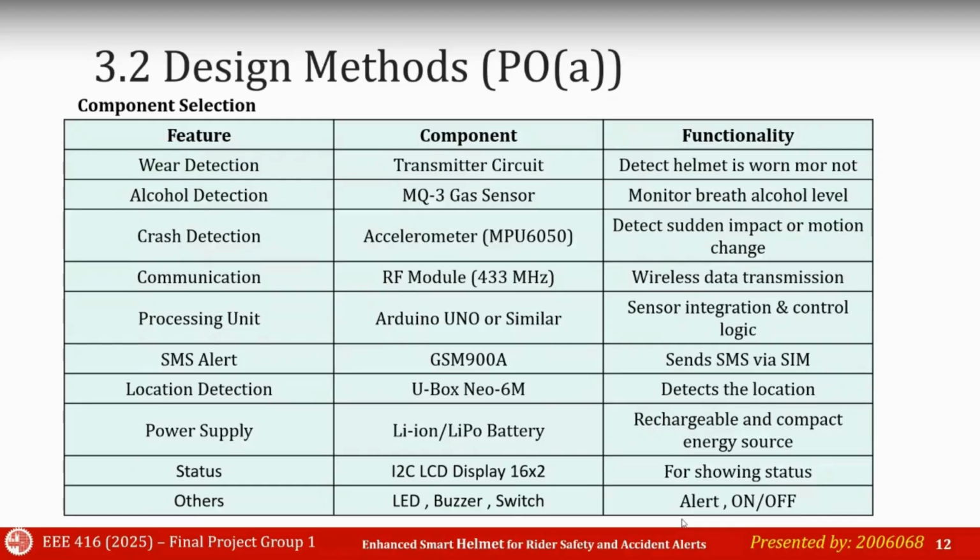In our transmitter circuit, we have different current requirements because our microcontroller and sensors have low power requirements, but the SIM900A GSM module has a higher current requirement. So we need to use two different batteries to meet those current requirements. And for showing status in our receiver circuit, we want to use an I2C LCD display. And for other purposes like giving different alerts, we are using LED and buzzer. And to turn our circuit off and on, we are using different switches.